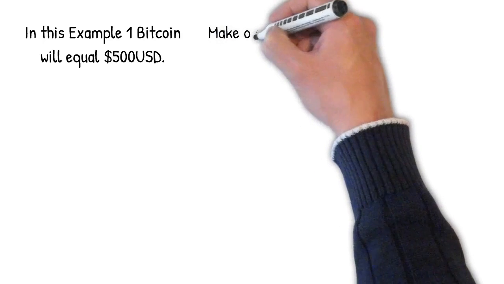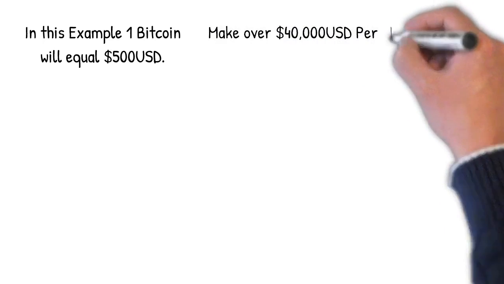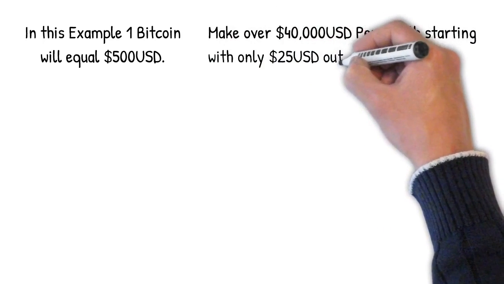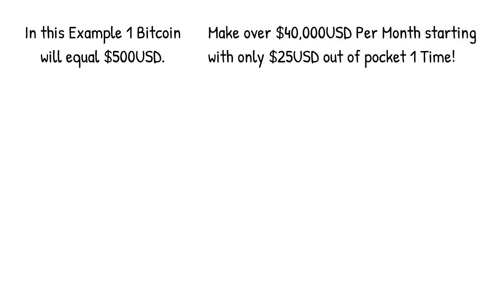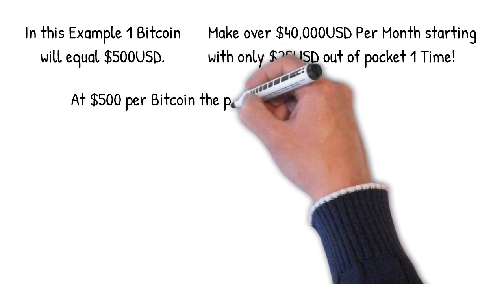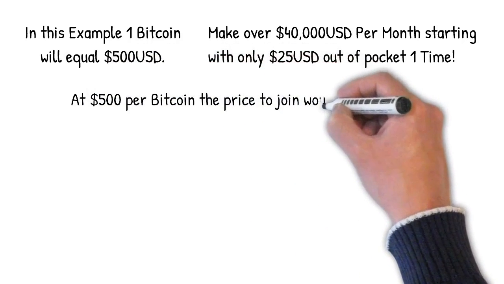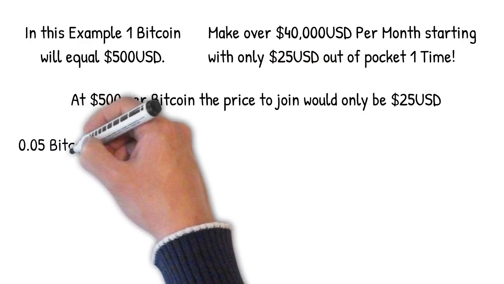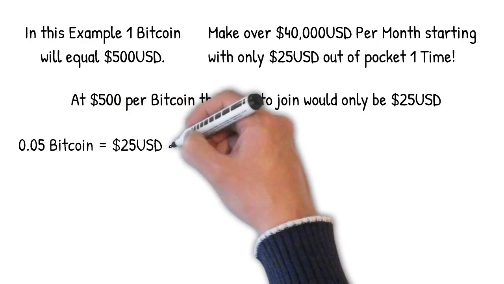So what I'm going to show you is a way to make over $40,000 a month with a one-time out-of-pocket $25 investment. At the 500 US dollars to one Bitcoin exchange rate, the out-of-pocket expense will be $25. You've probably already seen the live prices on the site here, but the breakdown is this: you're going to join for 0.05 Bitcoin, or about $25 based on a $500 Bitcoin.